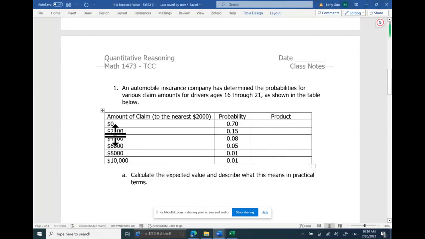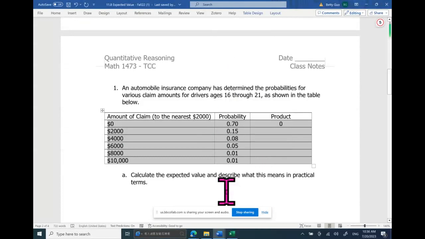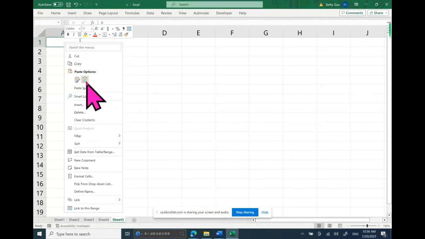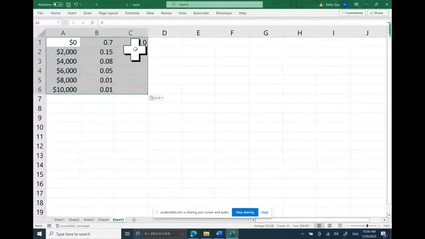We are going to multiply in each row the amount of claim by the corresponding probability. Okay, 0 times 0.7, of course, is 0, right? And in the second row, 2000 times 0.15. Yeah, let's do that. Let's see if I can use Excel to quickly get this done. Of course, you cannot use that on the exam. You would have to manually calculate.